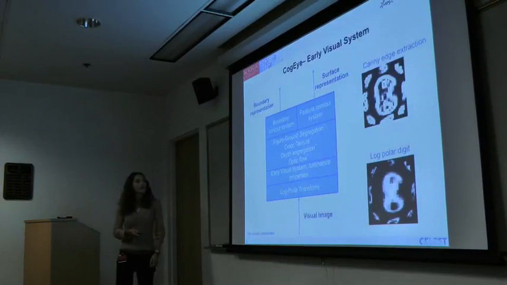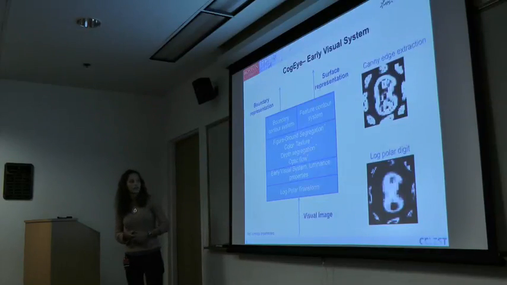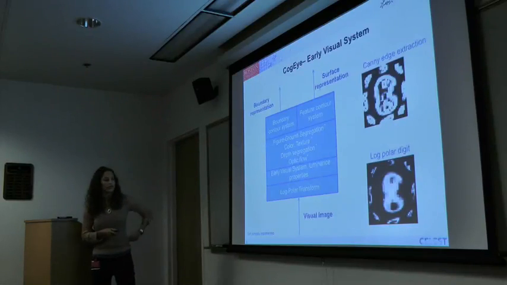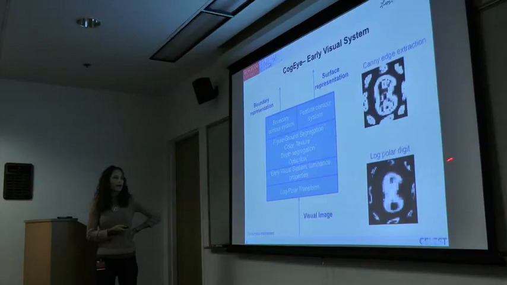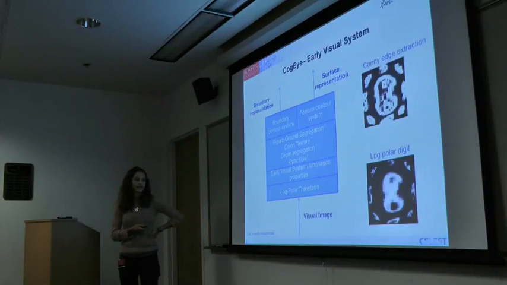Okay, so now I'm going to go through the several different modules of CogEye in a little bit more detail, starting with the early visual system. What the early visual system does is replicate what the retina and the cortical magnification do. How we model this is with a log polar transform of the input image. So if you're looking at a sea of digits and you're foveating on the 8, this is what the scene would look like.